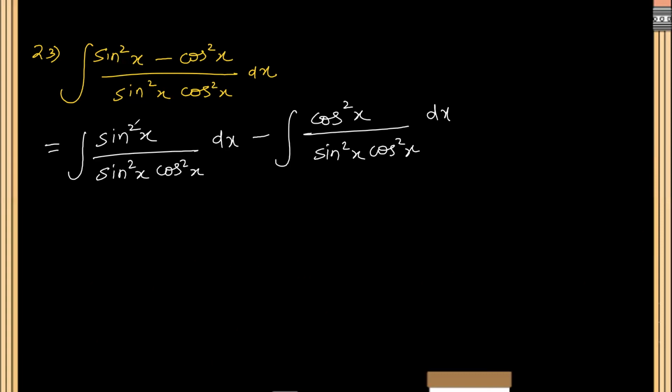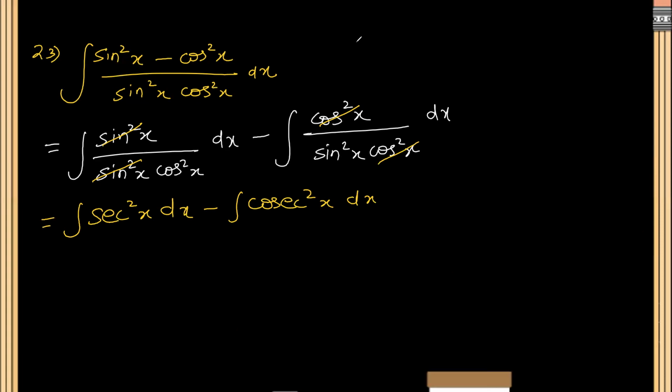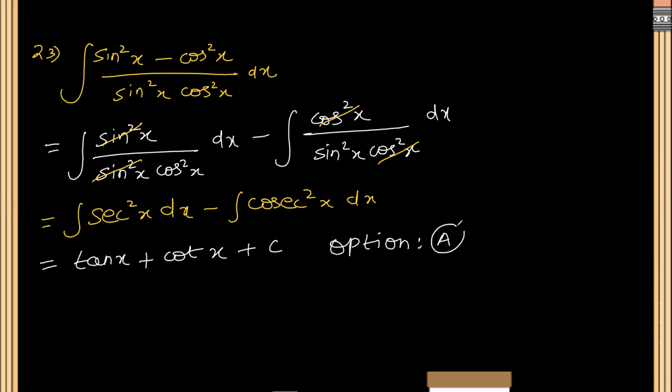If you check with the cancellation of the terms, sine square x gets cancelled, cos square x gets cancelled. So we have 1 by cos square x, that can be written as secant square x dx, minus we have the remaining 1 by sine square x, that can be written as cosecant square x. And we know the formula for integration of secant square x is tan x. For cosecant square it is minus cot x. So minus of minus becomes plus. So the correct option is A, that is tan x plus cot x plus C.